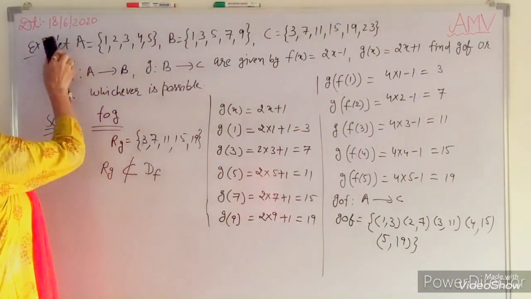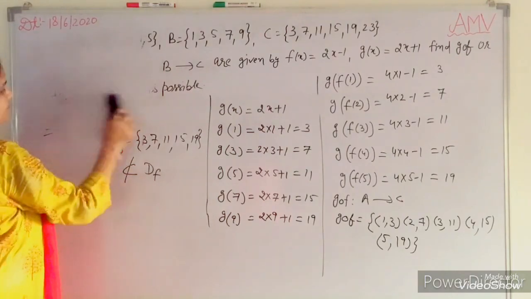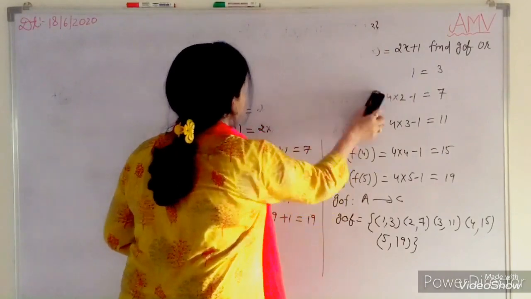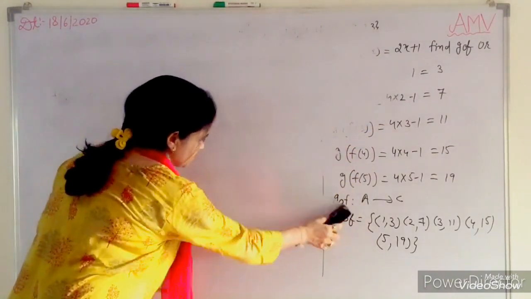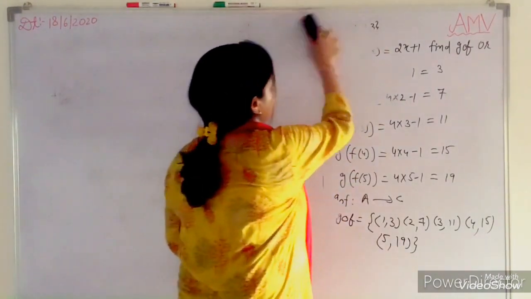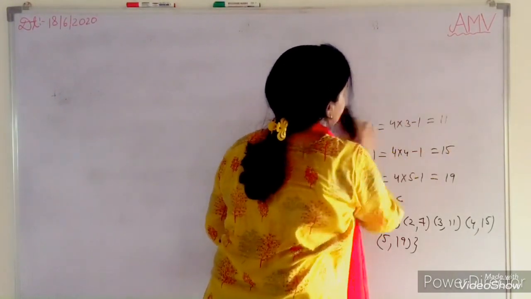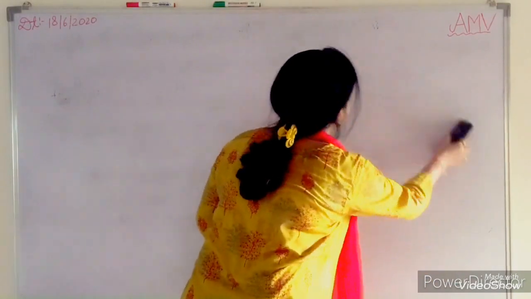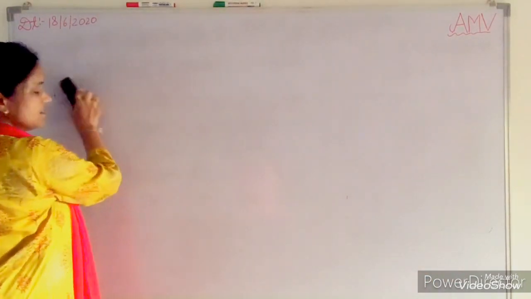Now, next concept: invertible function. I will take more questions on fog and gof according to the exercise. It was only an example. Now first I am taking a concept, invertible function.